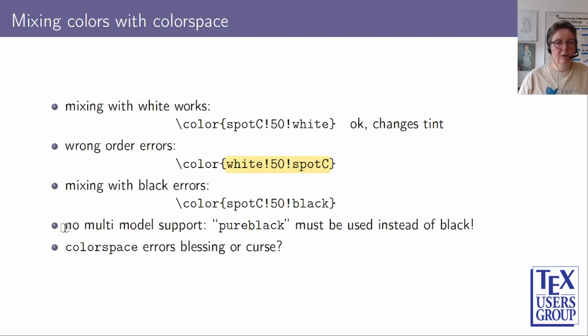Colorspace doesn't support multi-models. You cannot define black to be both a CMYK and a DeviceN model. So you really have to define two different names to distinguish these cases.